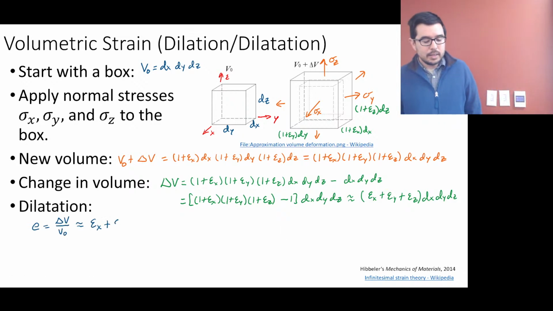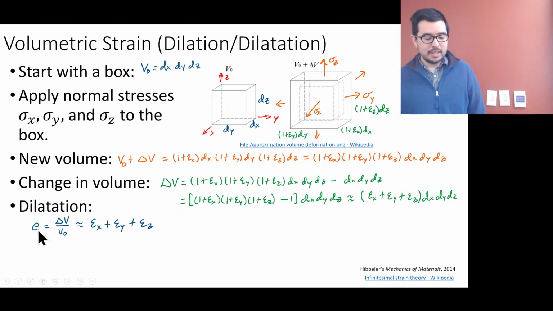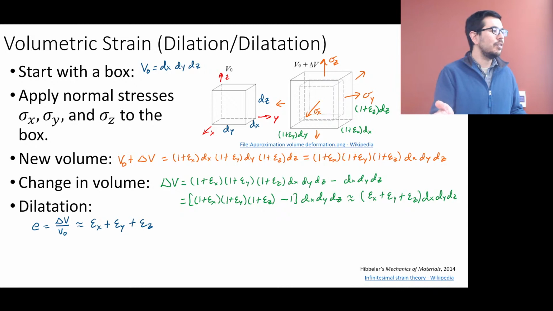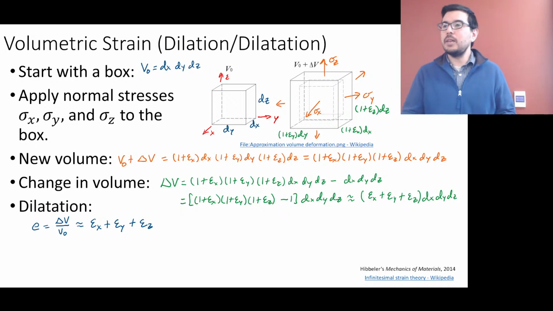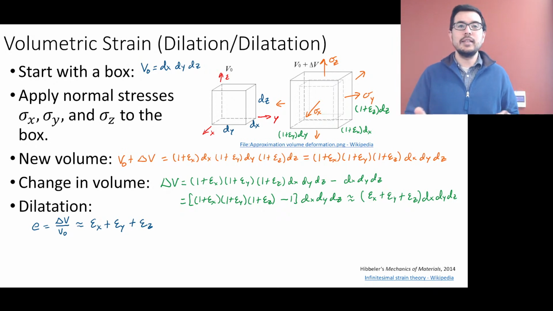Now, dilatation is the change in volume over V naught. What does this kind of look like? It's like an E, but it's not epsilon, right? What does it kind of remind you of? Reminds you maybe of strain, right? A linear strain. Linear strain, like an epsilon, is a delta L over L, okay? And this is now a delta V over V, or delta V over V naught.